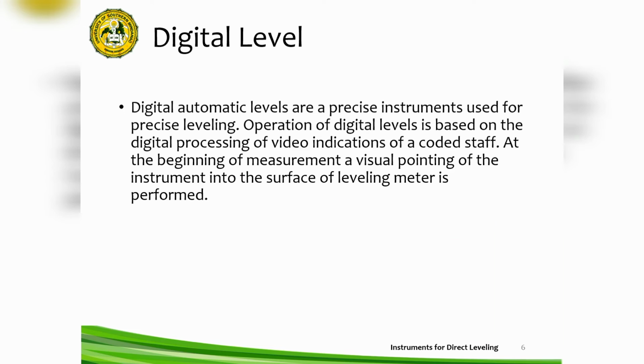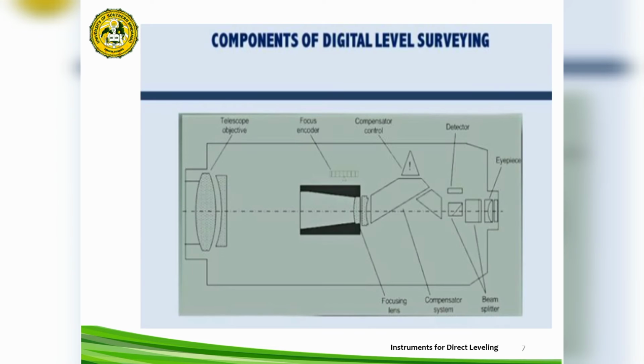Next, digital automatic levels are precise instruments used for precise leveling. Operation of digital levels is based on the digital processing of video images of a coded staff. At the beginning of measurement, a visual pointing of the instrument at the leveling staff is performed. So these are the components of a digital level.